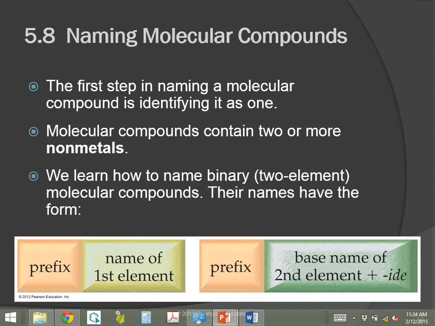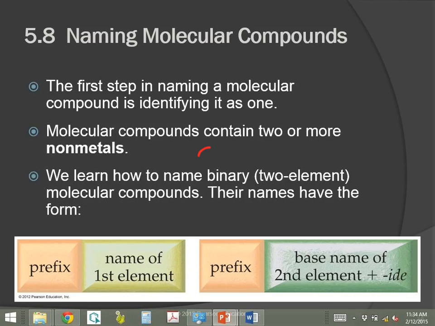Now we're going to talk about naming molecular compounds. These are not ionic. The first step in naming is always identifying the type of compound. We are going to learn how to name binary molecular compounds, and these are also sometimes called covalent compounds.